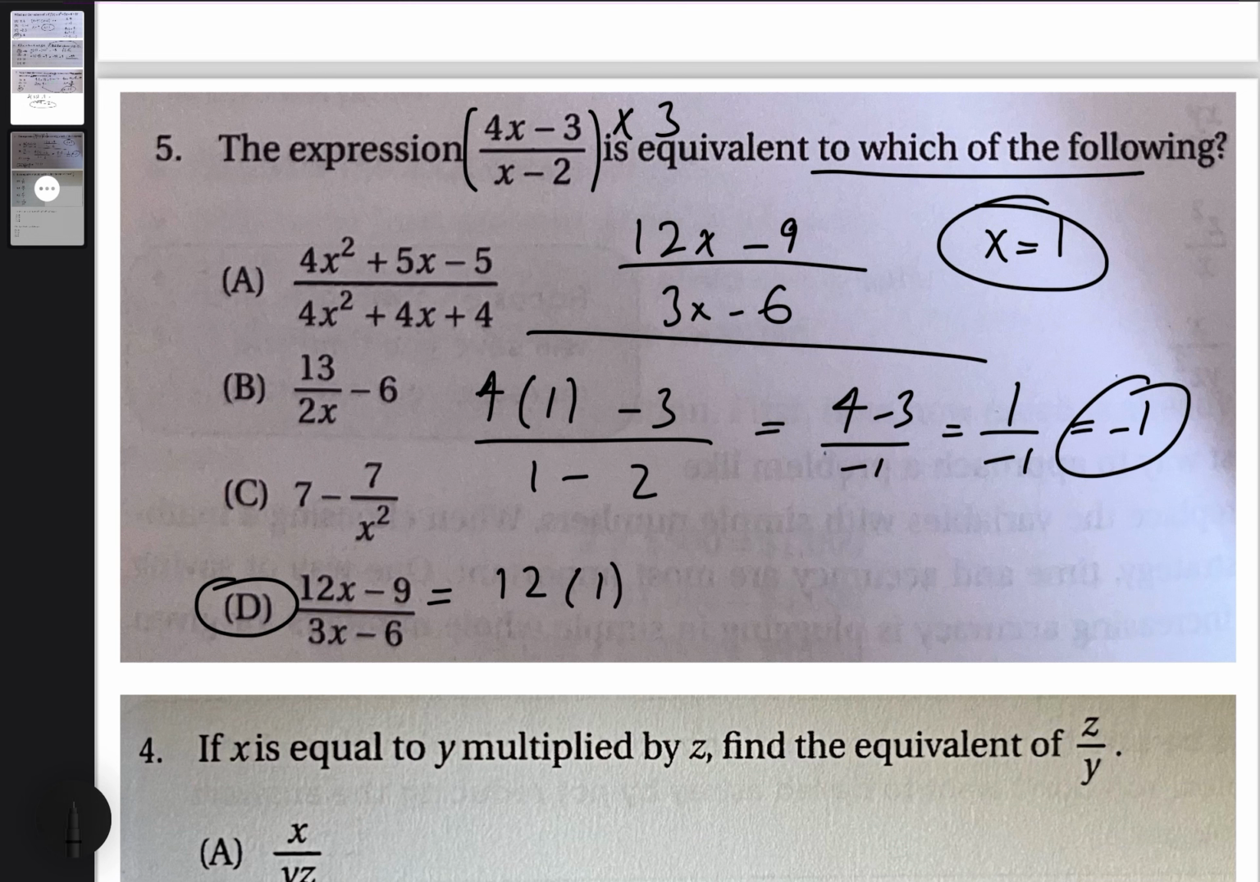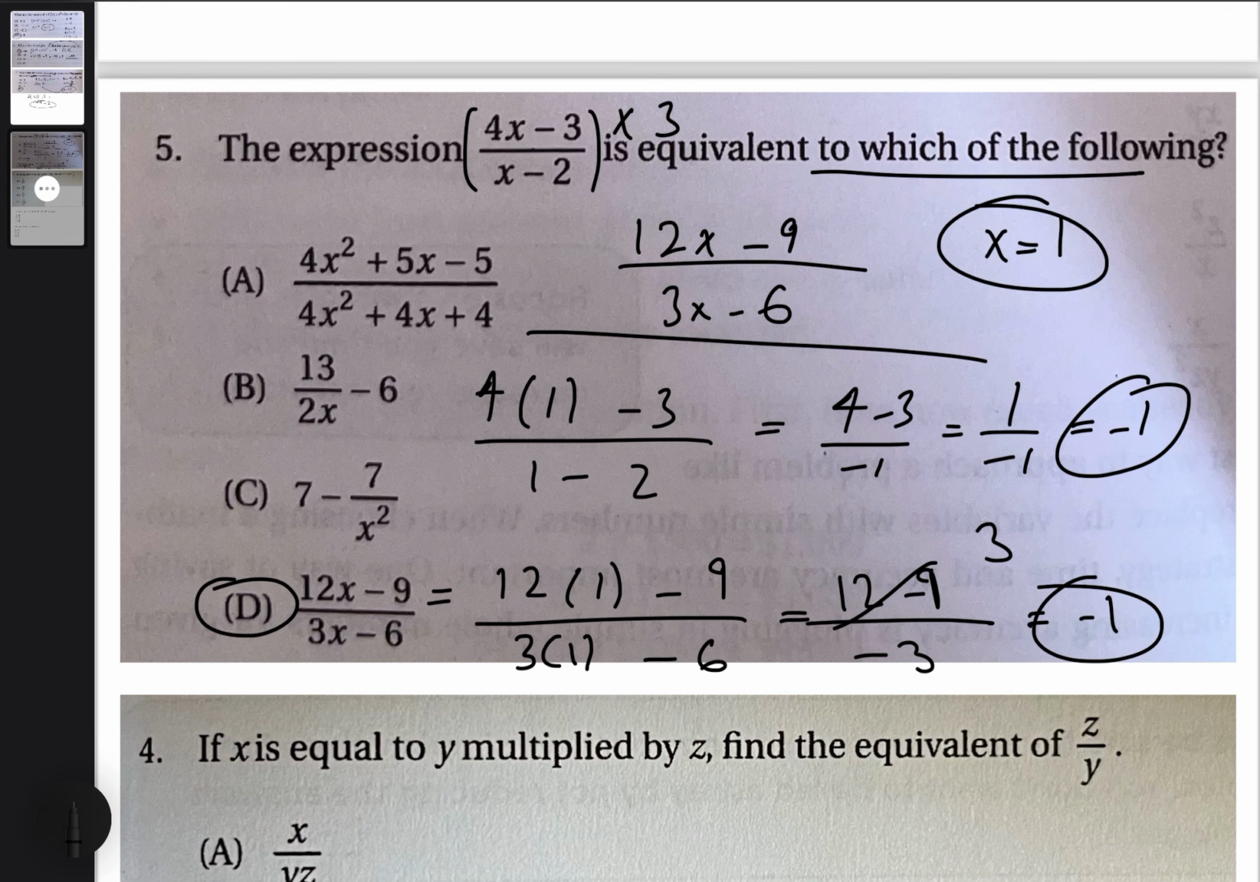Now let's plug x into D to see if it fits our answer. Well, if you put 1 in here, you're going to get 12 times 1 minus 9 divided by 3 times 1 minus 6. Well, 12 times 1 is just 12. 12 minus 9 is going to give you 3.